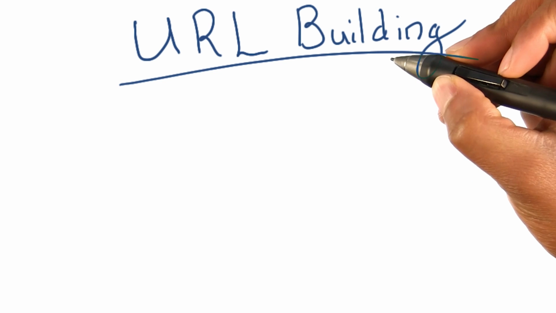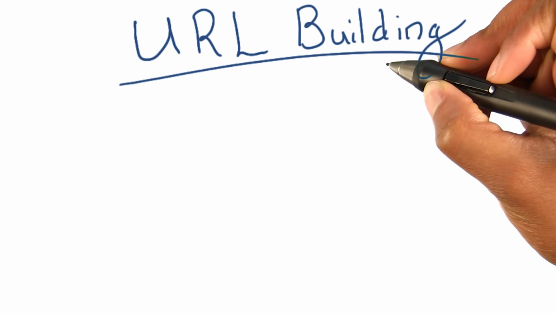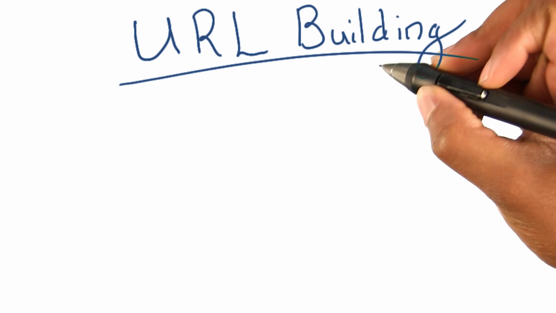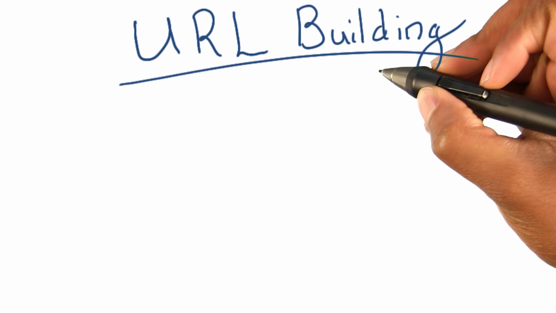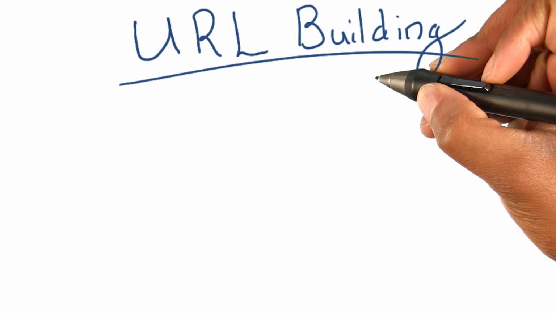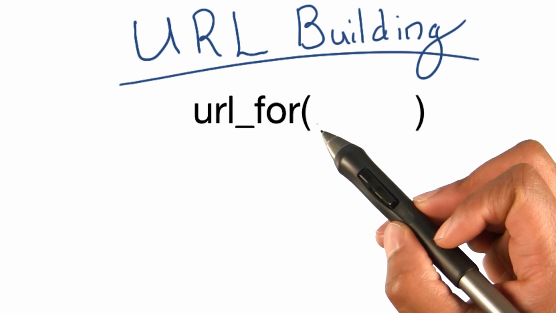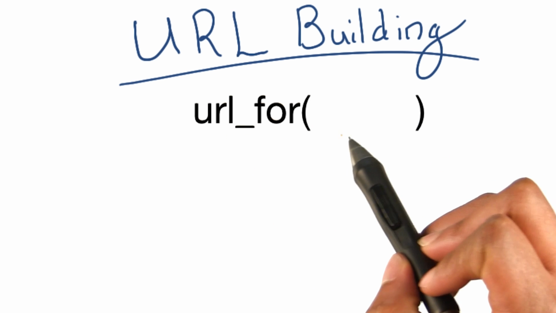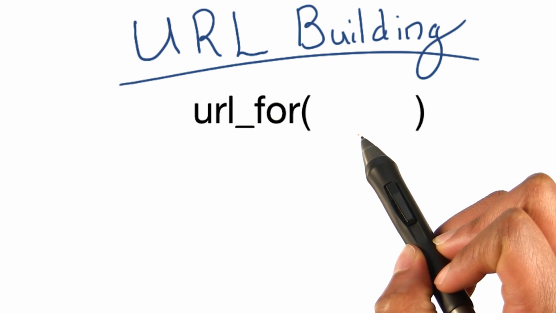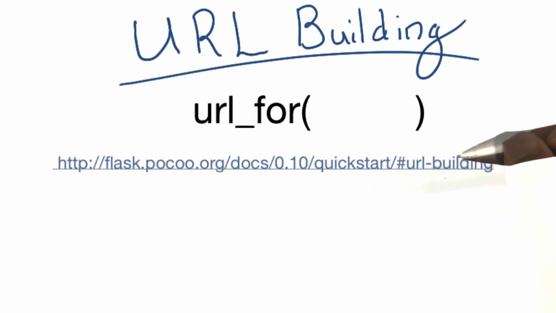URL building is a helpful feature in Flask to create URLs based on the functions they execute. This is really helpful when you want to create links to other pages inside your application. To build a URL to a specific function, we can use this url_for method. This is one of the many helper functions that Flask makes available to us. The documentation for url_for can be found on the Flask documentation page here.